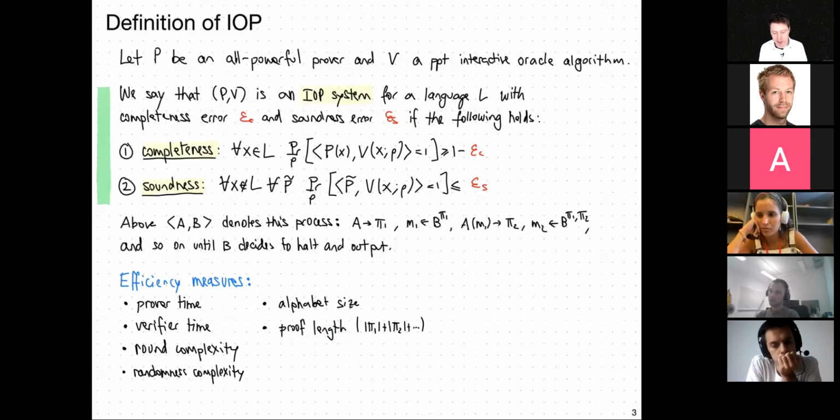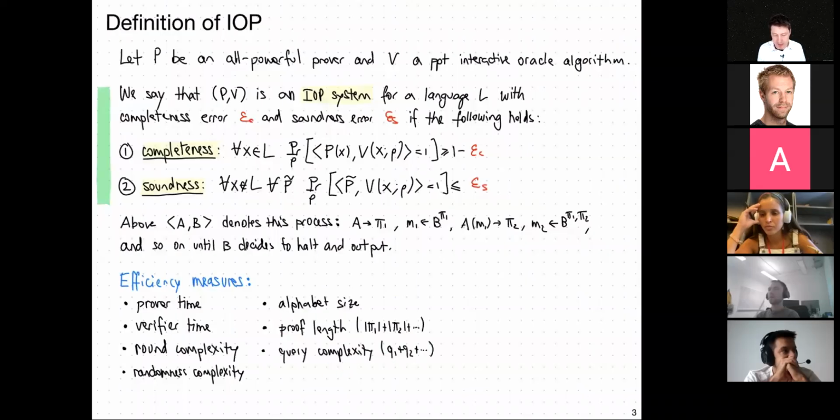Proof length, what does it mean in this case? Well, we're going to add up the sizes of all the oracles that are produced by the prover. So if the prover sent the oracle pi1 in the first round and the oracle pi2 in the second round, then the proof length will be the sum of the respective oracle sizes. This is consistent with the communication complexity from the prover to the verifier in an IOP. There we add up all the prover message sizes to make up the prover to verifier communication complexity. So the proof length is that.